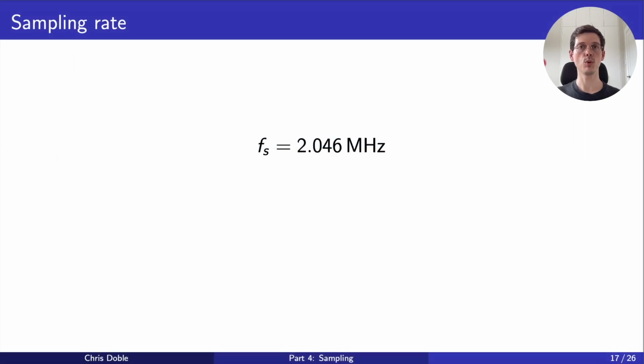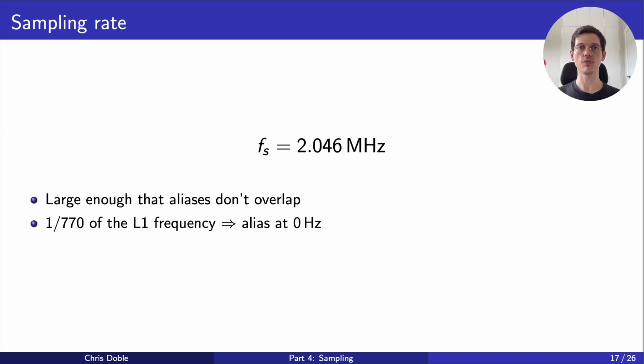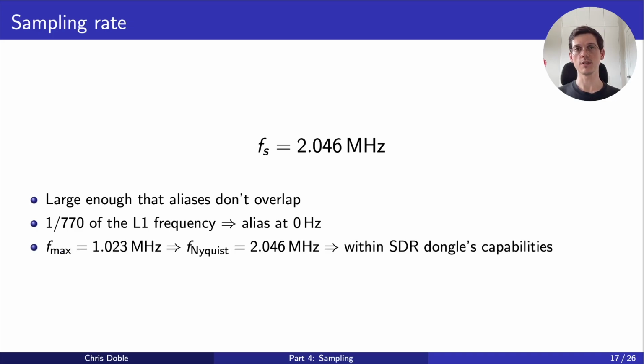Yes, 2.046 MHz. It's large enough that the aliases don't overlap in frequency space. It's 1/770th of the L1 frequency, so it results in an alias at 0 Hz. And the maximum frequency of that alias is 1.023 MHz, so its Nyquist rate is 2.046 MHz, exactly the same value as the sampling rate, and it's within the capability of our SDR dongle. Ideally, we'd sample at a slightly higher rate to give ourselves a bigger margin for error, but this should still work.